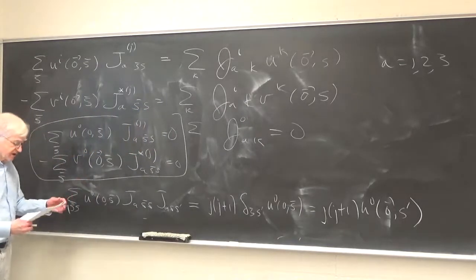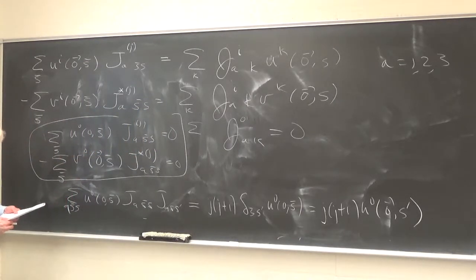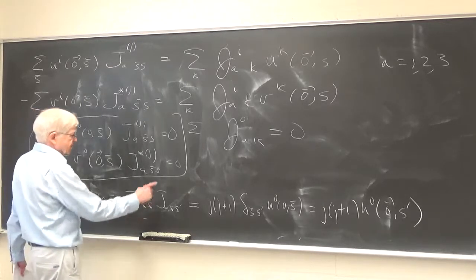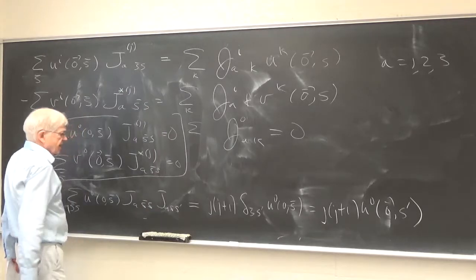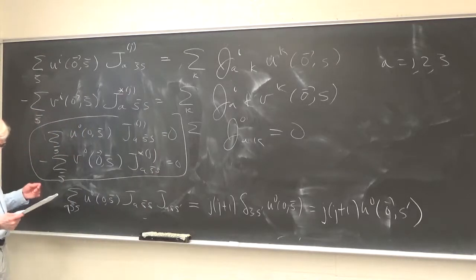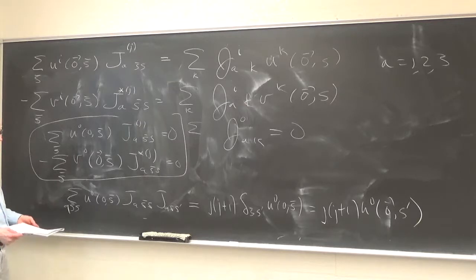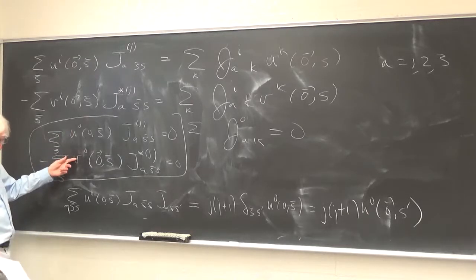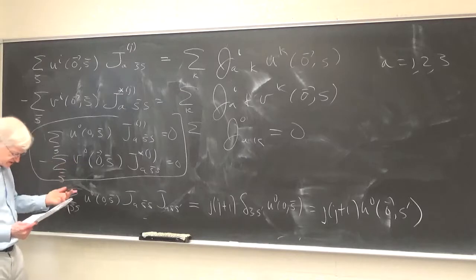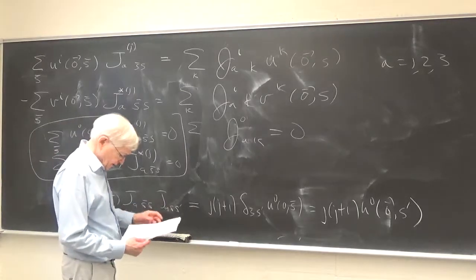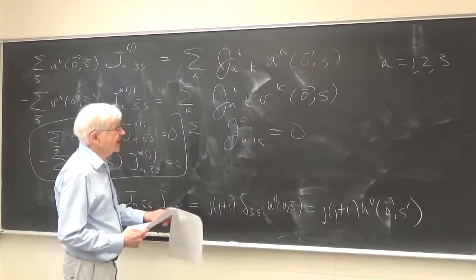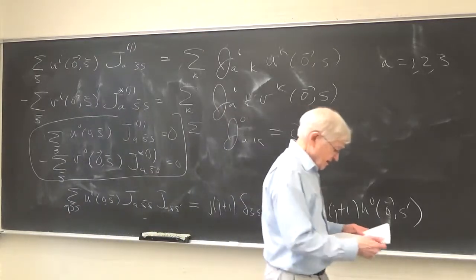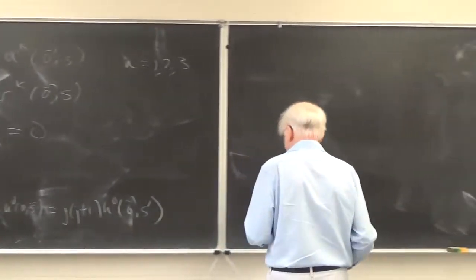You can do the same thing with the V's. You just multiply by J star, and you get a similar conclusion. So we have then that if the spin is zero, U0 and V0 are non-zero. If the spin is positive, U0 and V0 have to be zero. And the next thing, though, is trickier.